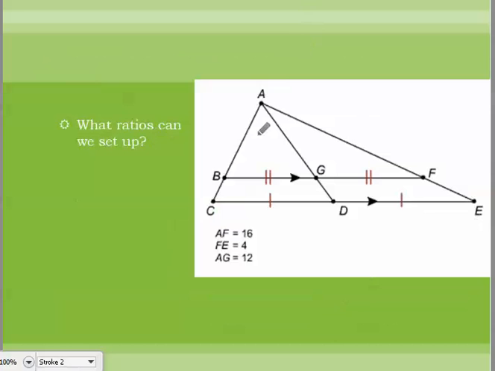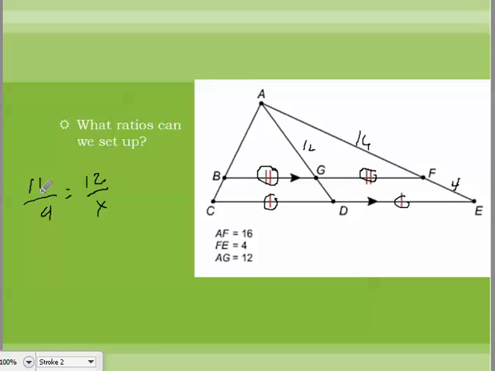Okay. Looking at this one. This is one of those ratios where you see these marks right here. That's telling me those are equal in length, right? So that means that AD and AG are both medians. Medians were one of those other things that we could set up in ratios, okay? So when they tell me that AF is 16 and FE is 4, and they give me AG is 12, all I've got to do is say 16 divided by 4 is equal to 12 divided by X. We don't know what it is, but it's GD right here.